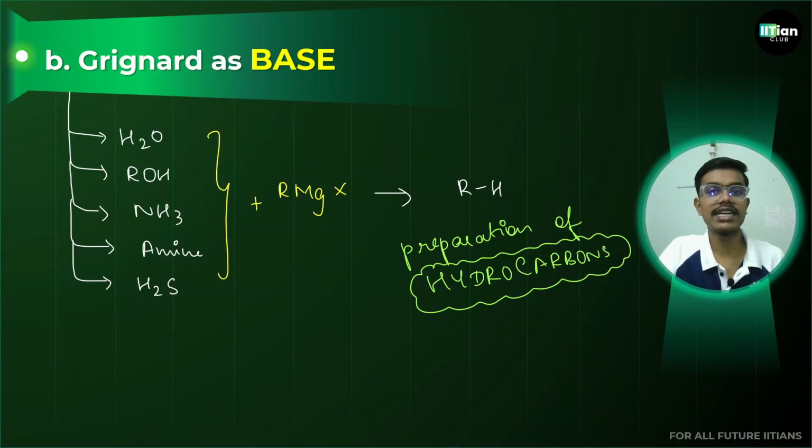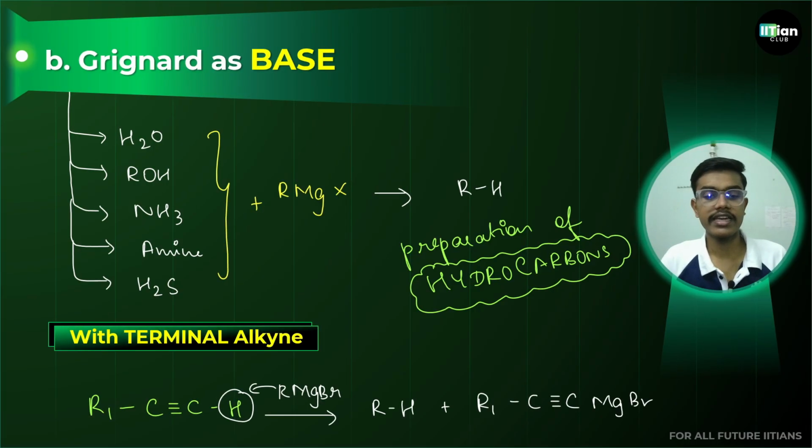Next we'll be seeing Grignard as base. In this, when you are reacting Grignard reagent with any of these: H2O, ROH, NH3, amines or H2S, you will be getting RH. It is the preparation of hydrocarbon. And when talking about terminal alkynes, this Grignard reagent goes and attacks and it forms hydrocarbons as well. So, Grignard as a base overall behaves as a preparatory step for hydrocarbons. It extracts the hydrogen from the other reactant and R from RMgBr. So, you are getting a hydrocarbon over there. I hope you got this.